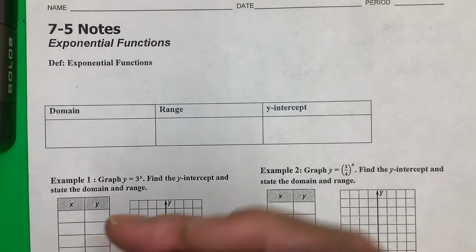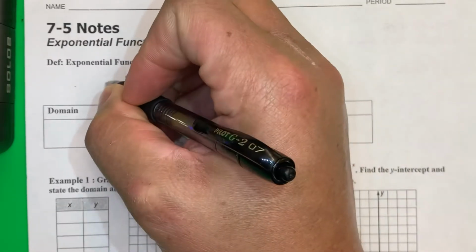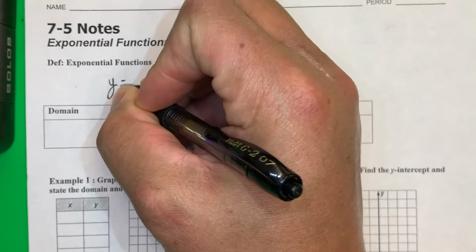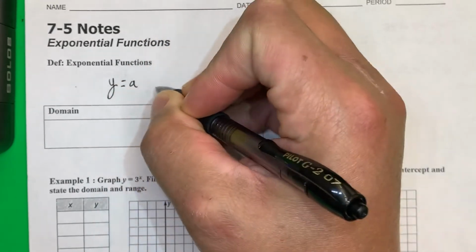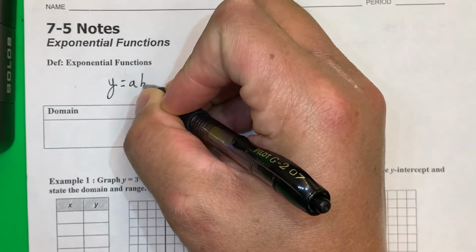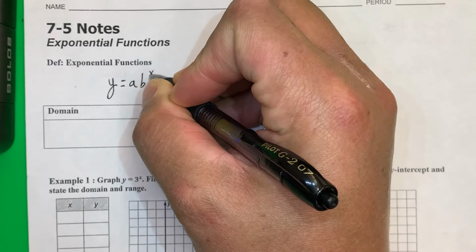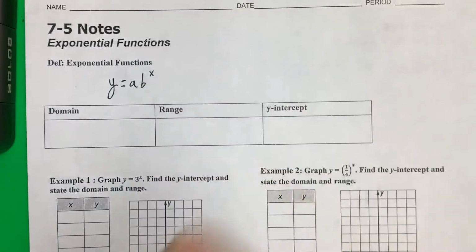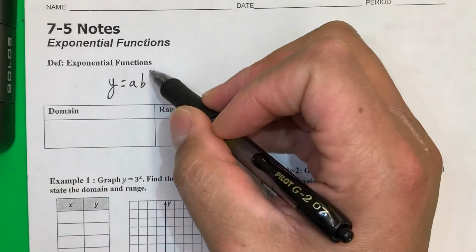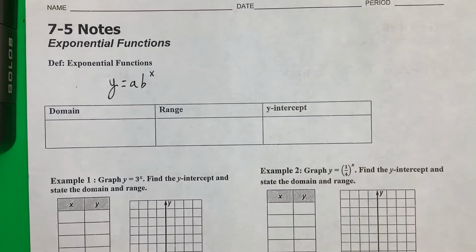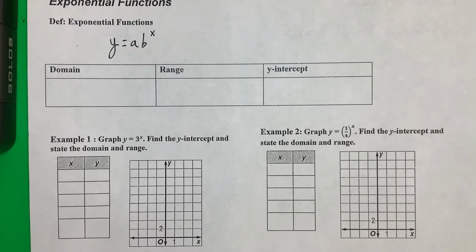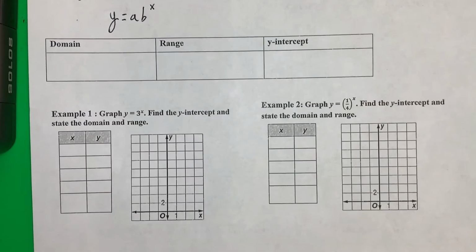Let's jump into it. An exponential function is any function that looks like y equals some number a times some other number b to the x power. The fact that the exponent is a variable is what makes it an exponential function. Now, these functions are pretty interesting. They actually show up a lot in life. We'll talk about that in a day or so.